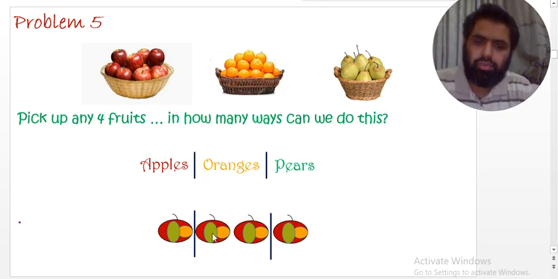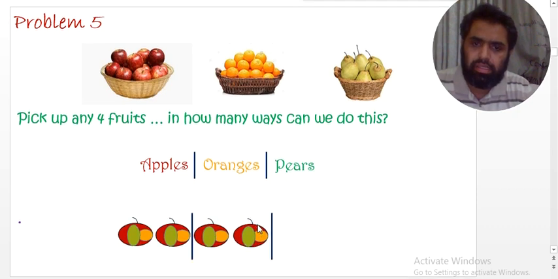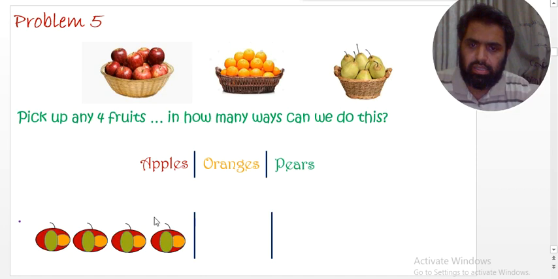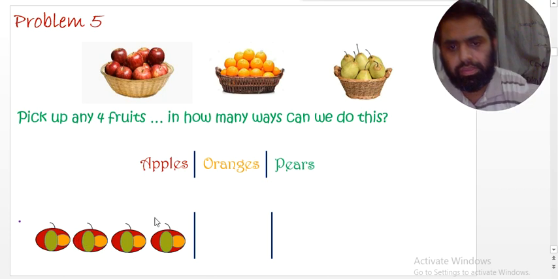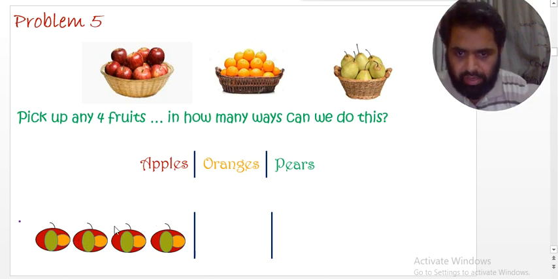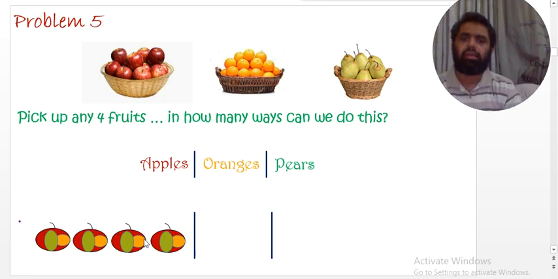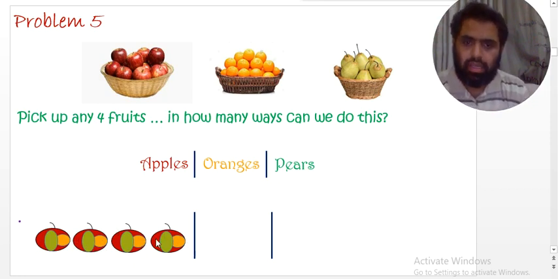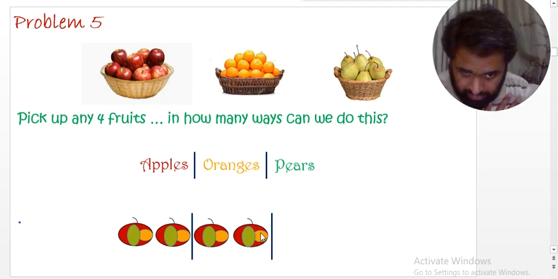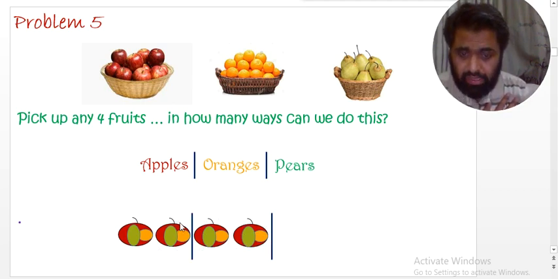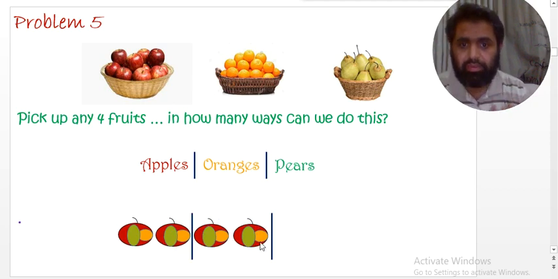So total there are 4 fruits, and I'm actually just changing the position of these 2 dividers. Wherever I put these dividers, I have a different combination of fruits. If I put these 2 dividers anywhere in between or on the sides, I will get a combination of apples, oranges or pears. Like over here, both dividers are on the side, so it means I have 4 apples, 0 oranges and 0 pears. Over here, the dividers have moved or the fruits have moved. You can think in either direction: either you are moving dividers or you are moving fruits in the dividers.